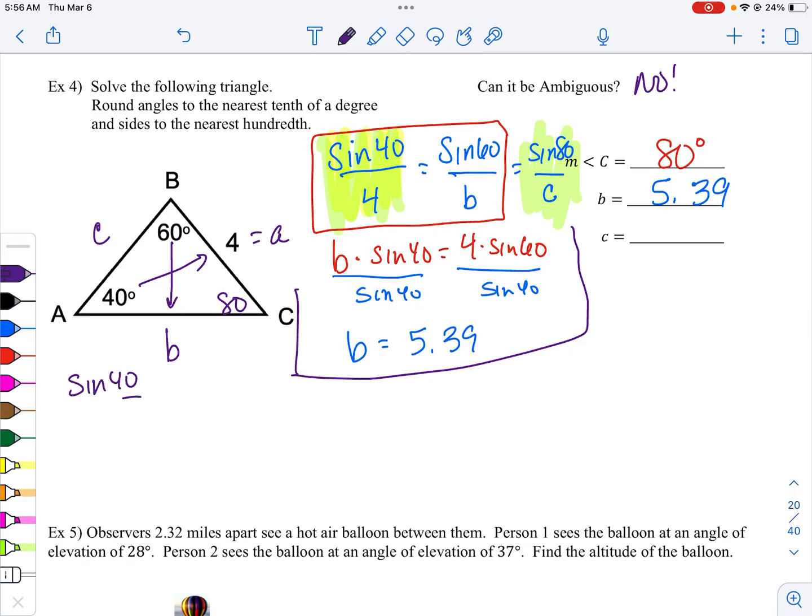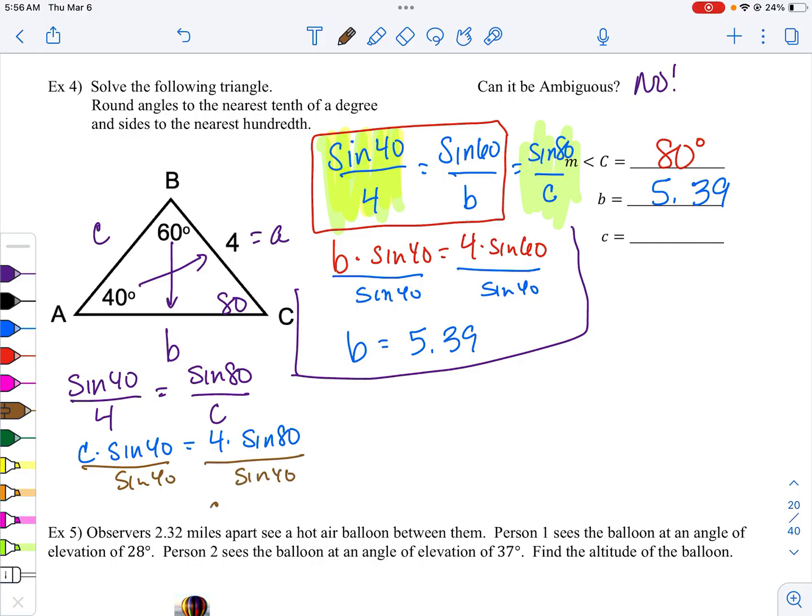So I'm going to go sine of 40 over 4 equals sine of 80 over C. Cross multiply, we get C times sine of 40 equals 4 times sine of 80. Divide both sides by sine of 40, and I will get C. So I got 4 sine of 80, hit enter, divide by sine of 40, and I get 6.13.